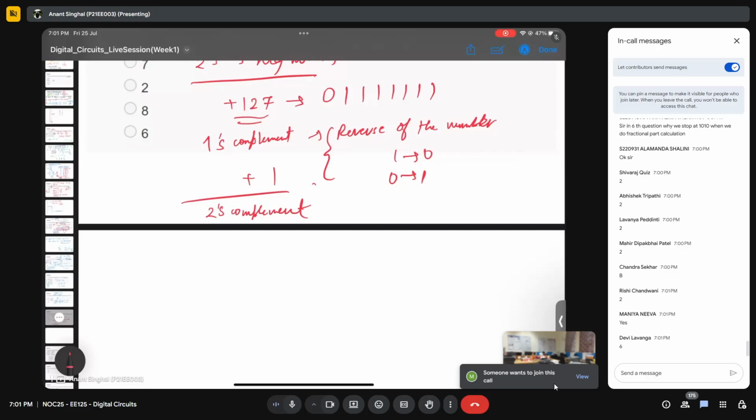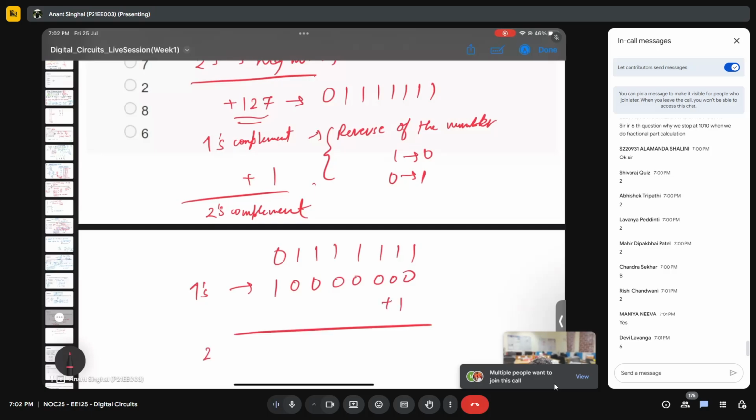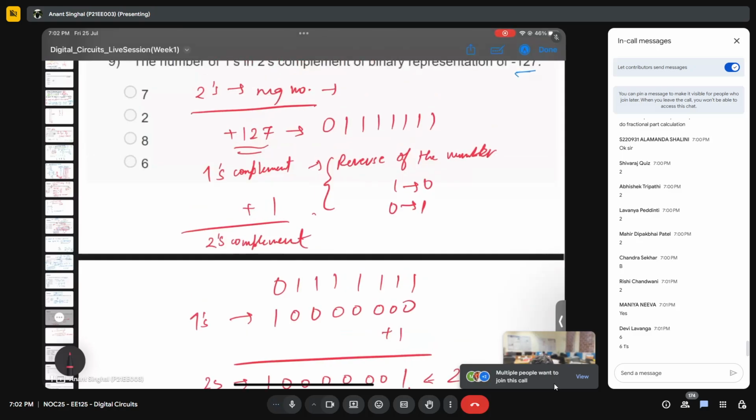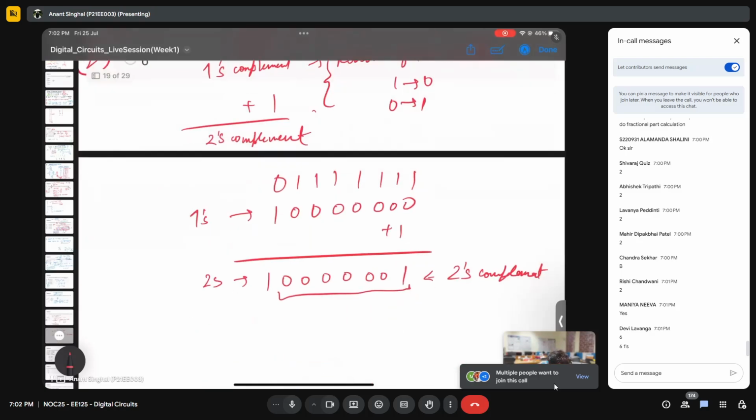So 127 is 0, 1, 1, 1, 1, 1, 1, 1. The 1's complement of this will be 1, 0, 0, 0, 0, 0, 0, 0. And if I add 1 to this, it will be the 2's complement. So it would be 1, 0, 0, 0, 0, 0, 0, 1. So this will be the actual number. And what was the question? The number of ones in the binary representation, which are only 2. Is it clear to everyone?